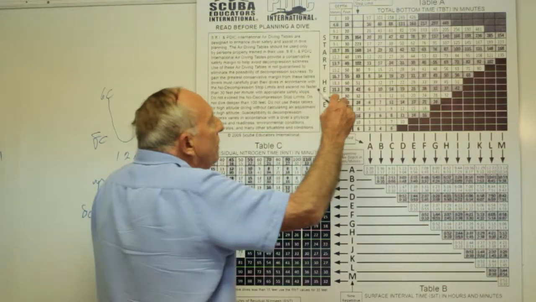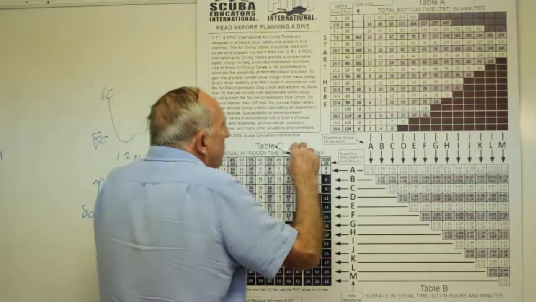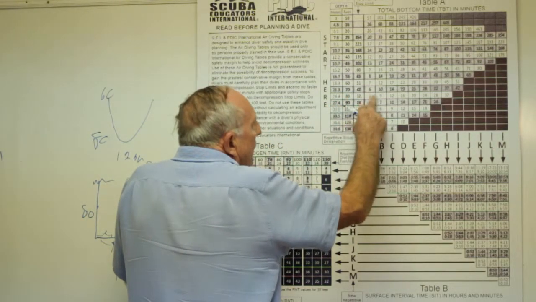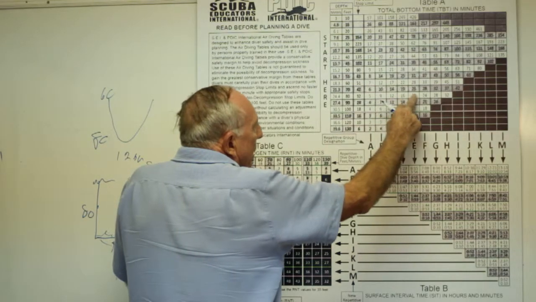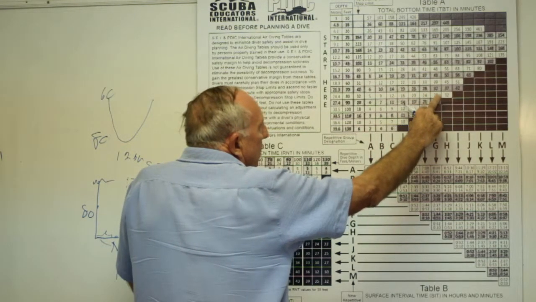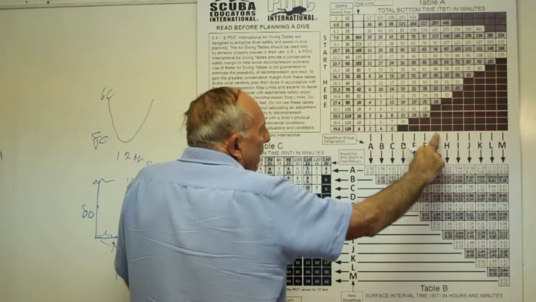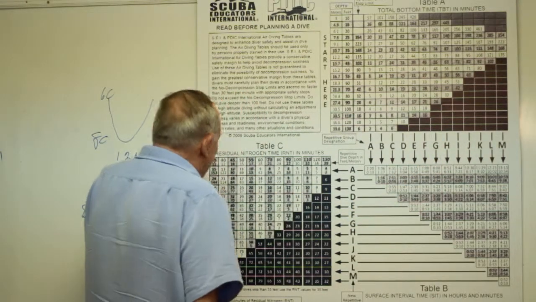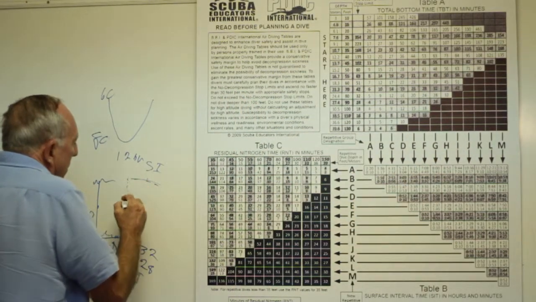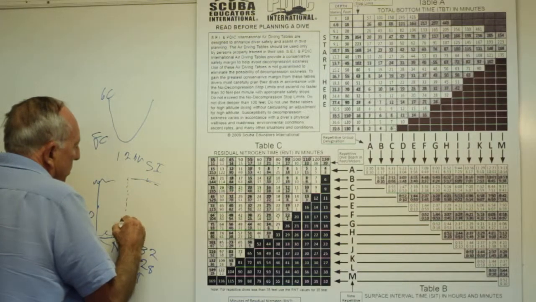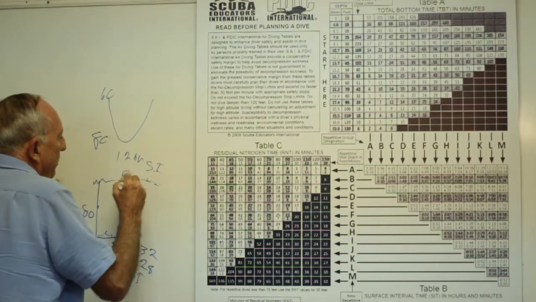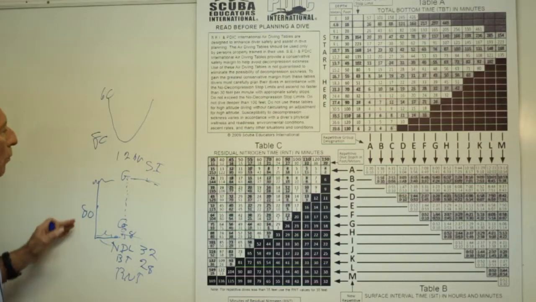We do that in table A by coming across, again, at 80 feet and find our actual nitrogen time. In this case, it's 28 minutes. Once we find 28 minutes, you look down the bottom, you find a letter down there. In this case, the letter is G, which we'll put right here. Sometimes we'll put it up here. It doesn't matter. While we're on the surface, we're losing nitrogen.